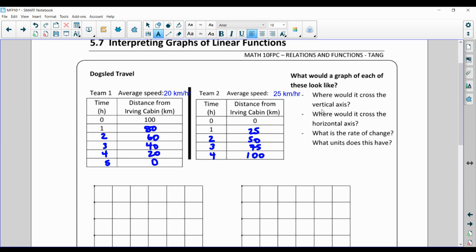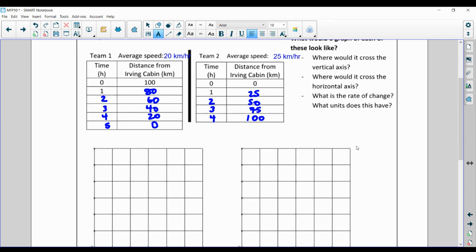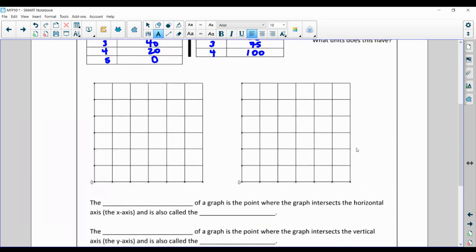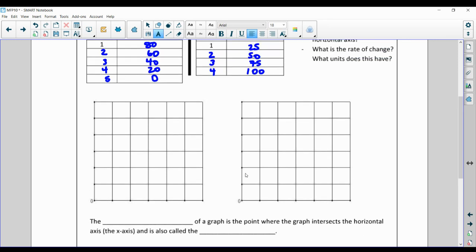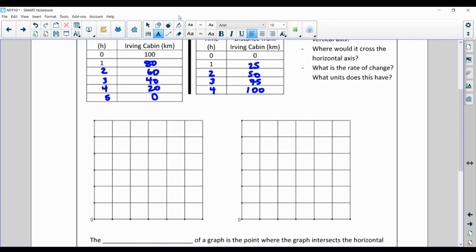Where would it cross the vertical axis, that's the up and down or y-axis? Where would it cross the horizontal or x-axis? What's the rate of change and what units does this have? Okay, so we're going to go ahead and actually plot some of this information on these graphs. So team 1, actually I should scroll up here so we can see it all.